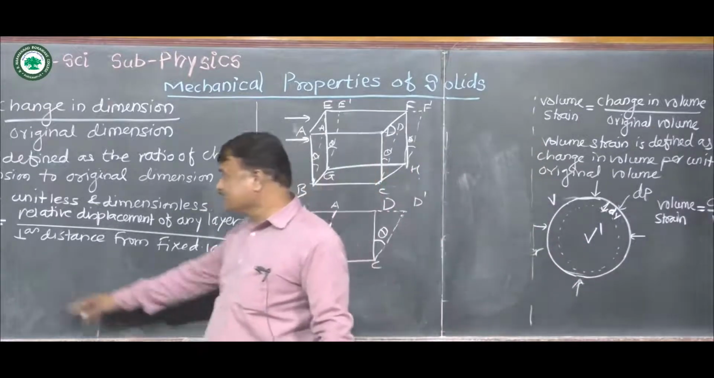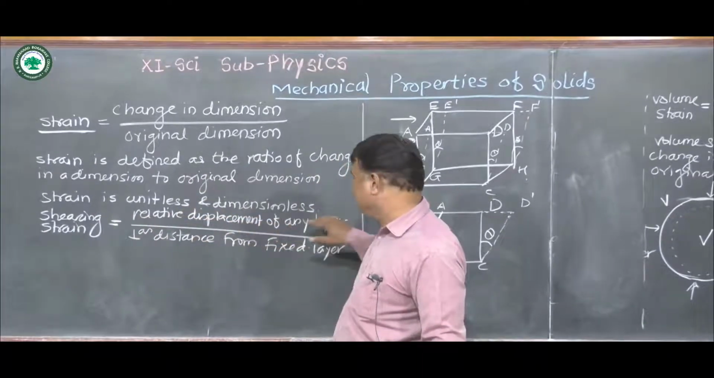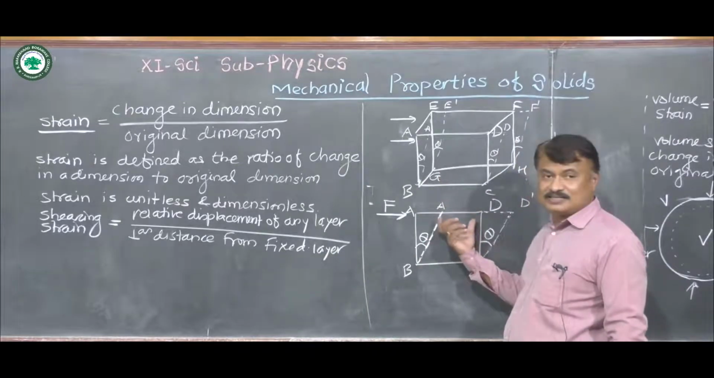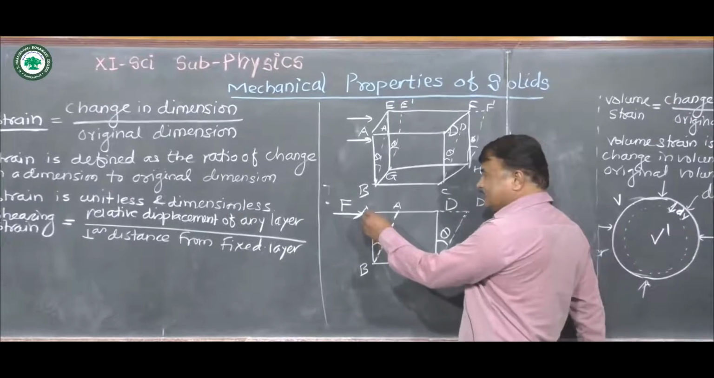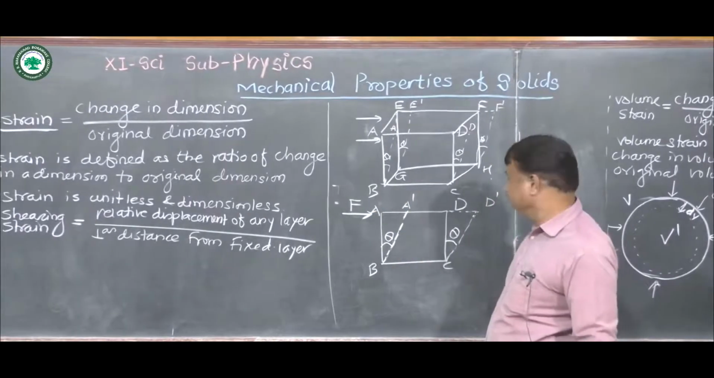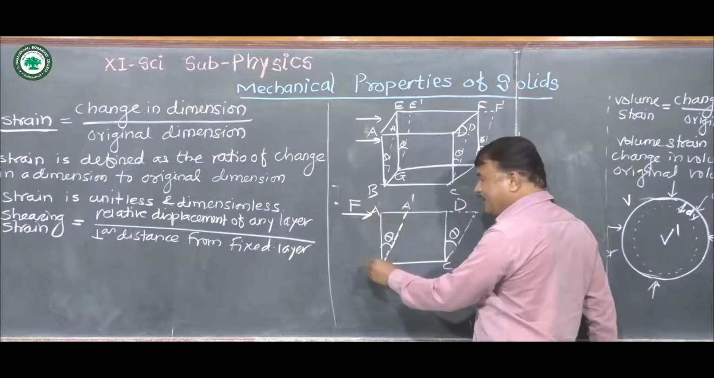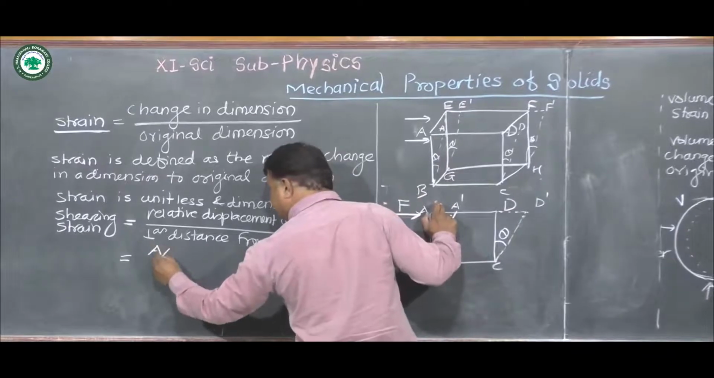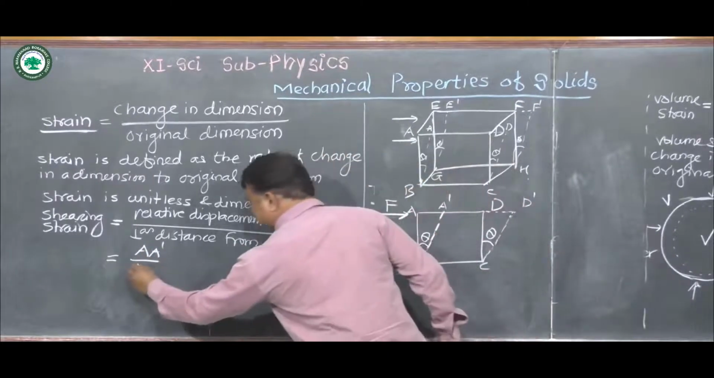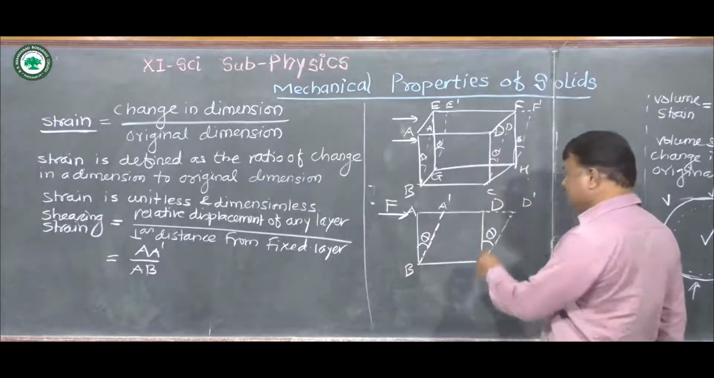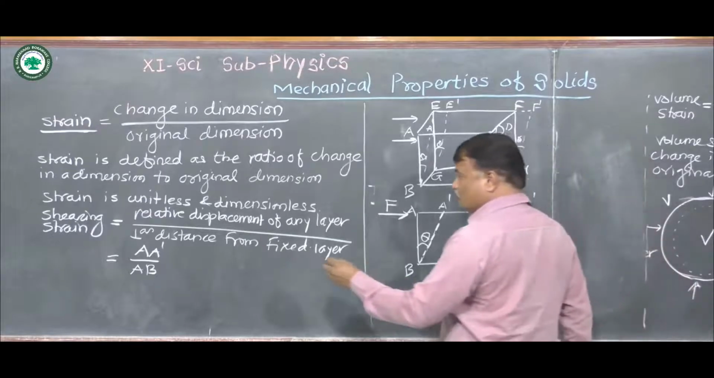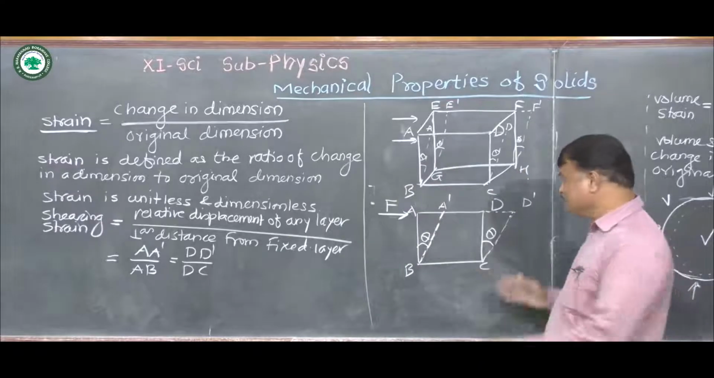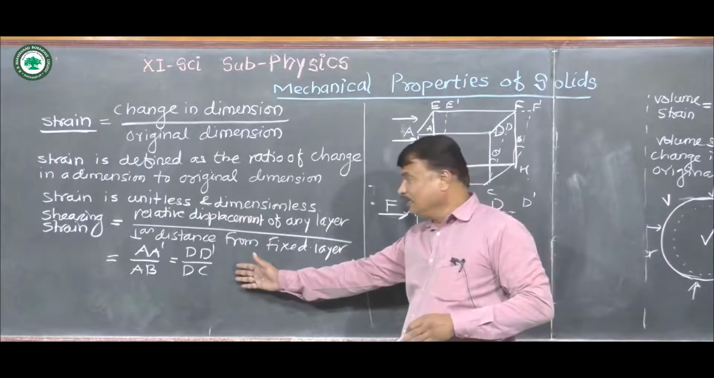And as you know, shearing strain can be defined as the ratio of relative displacement of any layer to the perpendicular distance from the fixed layer. If you consider this front side, the relative displacement is AA dash and the perpendicular distance is AB. So according to this formula, we write relative displacement AA dash upon perpendicular distance AB. Similarly, DD dash upon DC. If you consider only this front side, that is equal to shearing strain.